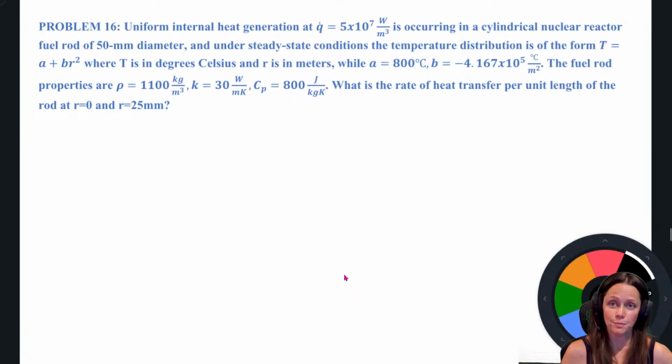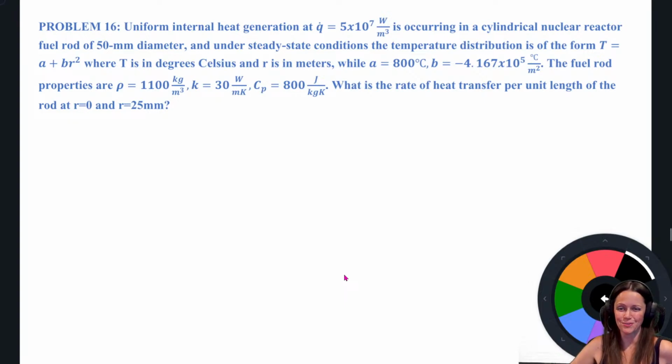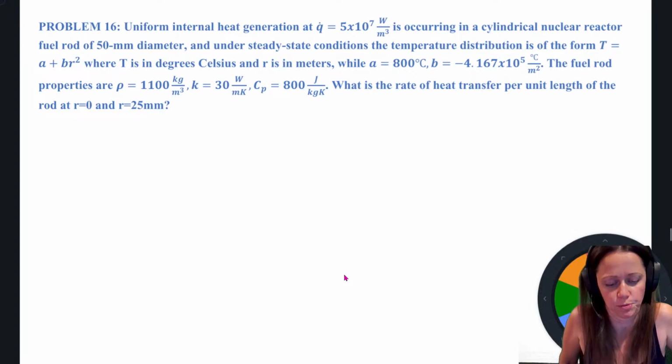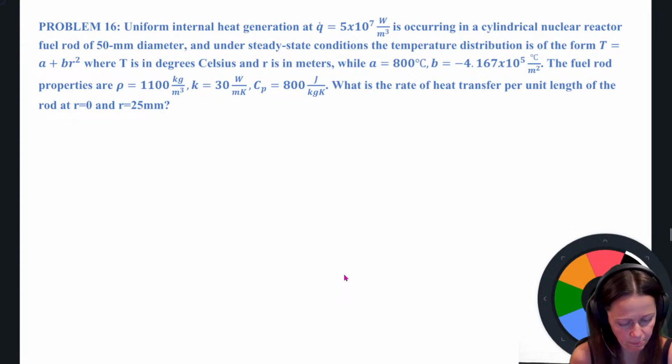All right, so problem 16 is kind of going backwards a little bit as far as the complexity of what we've been doing. Because with this one, it looks like they are already giving us the temperature distribution. But it's okay.